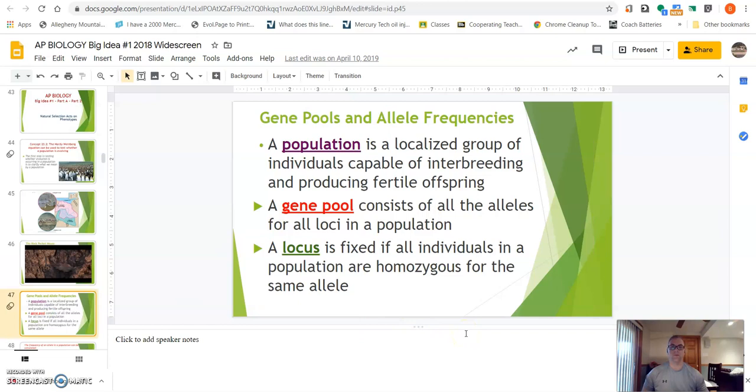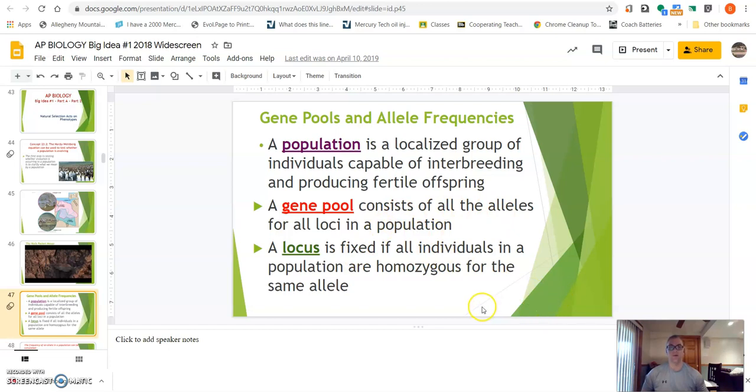All right, so that we're all on the same page, some definitions here. We've got a population. We'd say it's a localized group of individuals that are capable of interbreeding and producing fertile offspring. So basically, that's the biological definition of a species. So biologically, they have to be able to have fertile offspring between the two. As we move down, we have the term gene pool, which would indicate all of the possible alleles for a particular gene within that particular population.